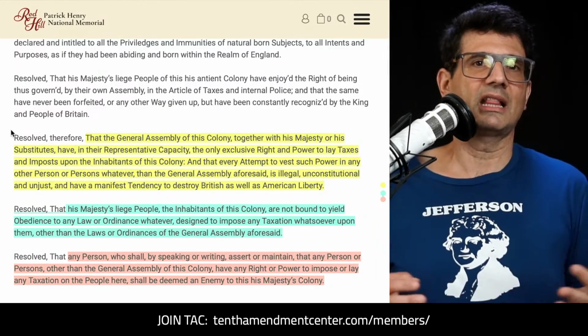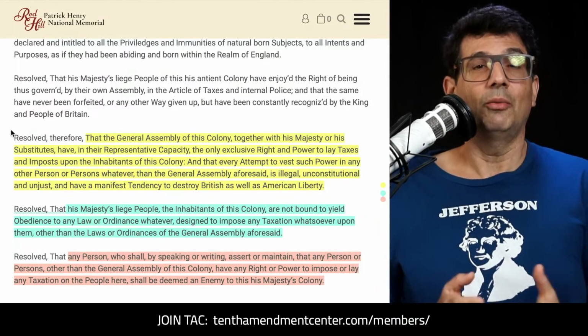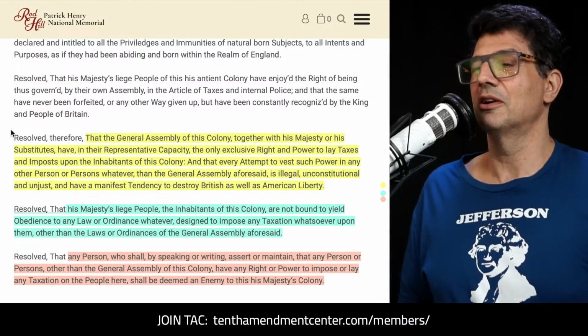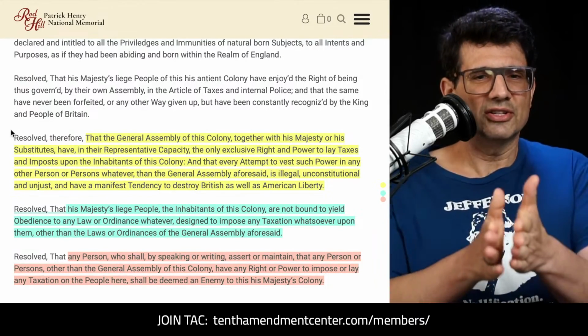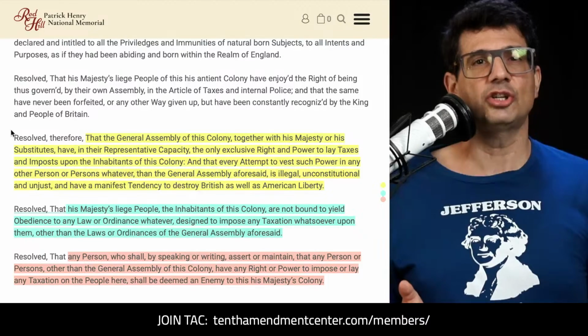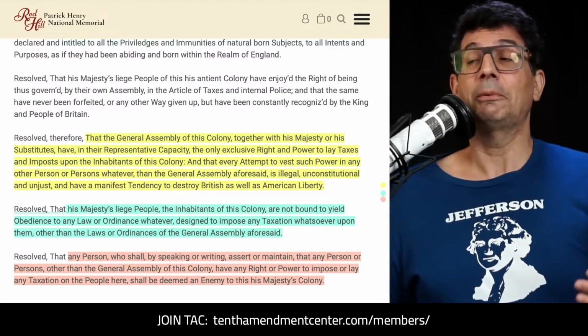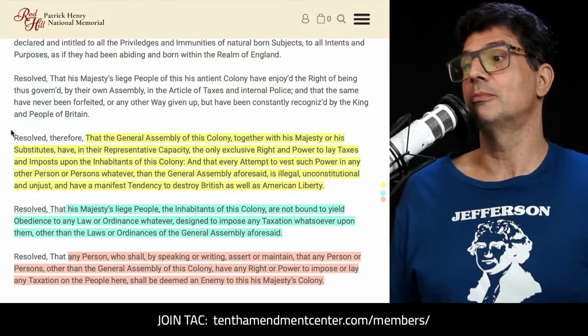So Patrick Henry is like the original 10th Amendment guy if we're thinking about the principles that make it up. He's also one of the original nullifiers, as we'll see here in a moment, because he's saying, look, there's a line in the sand of what you're authorized to do. Now, he's specifically talking about taxation, but certainly this could have been applied to other things. We'll see it applied to other things as well in just a moment.